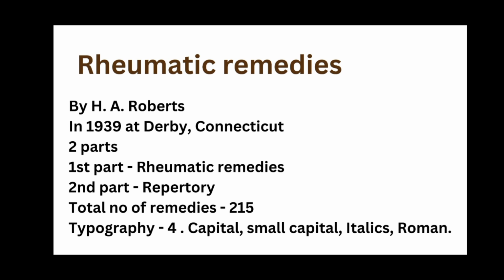Next is Rheumatic Remedies. This repertory is published by Dr. H. A. Robert. It is published in 1939 at Derby, Connecticut. So, there are 2 parts present in this repertory. First part contains the rheumatic remedies. Second part contains the repertory part. Total number of remedies used in this repertory is 215. 4 typography used: capital, small capital, italics and Roman.